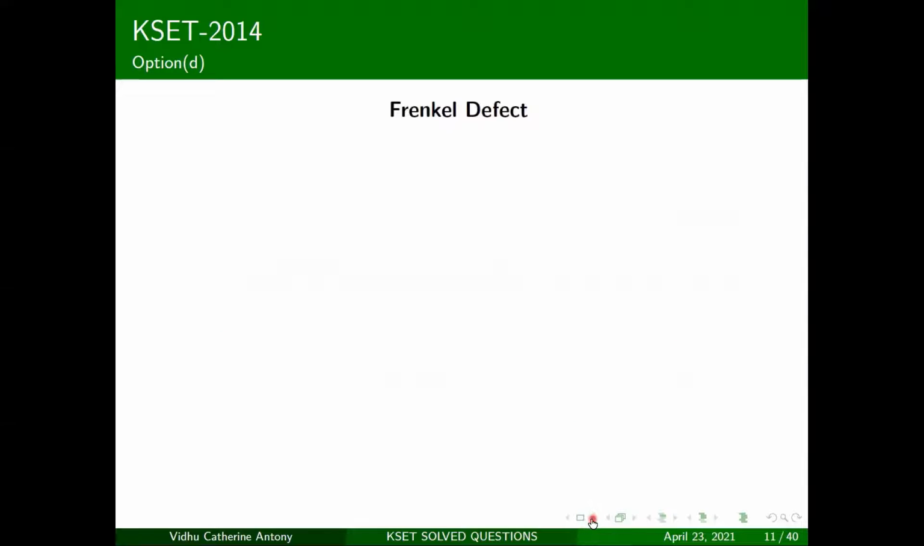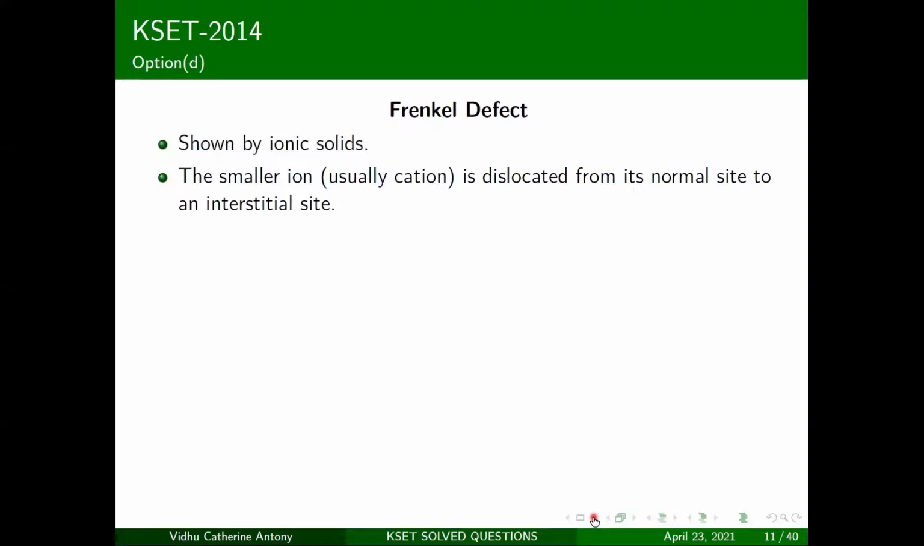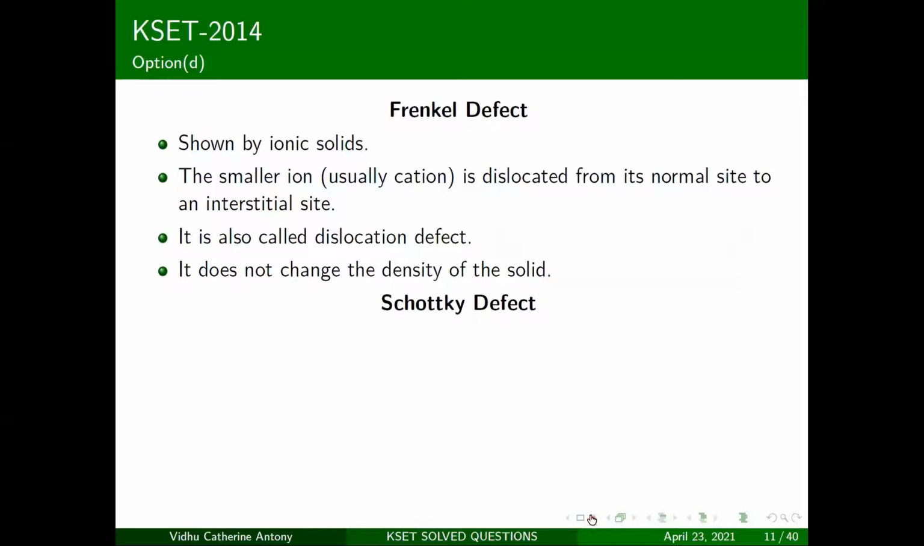Okay, so let's just elaborate on this, in case you get different questions that come up. Your Frankel defect is basically shown by ionic solids. In this case, the smaller ion, usually the cation, is dislocated from the normal site to an interstitial site. It's called the dislocation defect. So if you're asked about a dislocation defect instead of Frankel defect, it's basically the same thing. And it does not change the density of the solid. You don't have anything missing from the entirety of the solid. You just have something that has been displaced or dislocated.